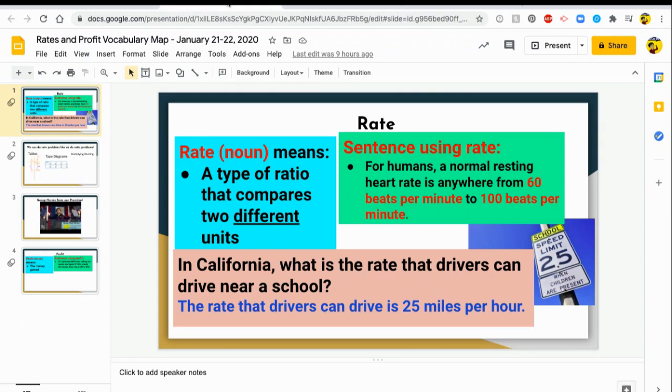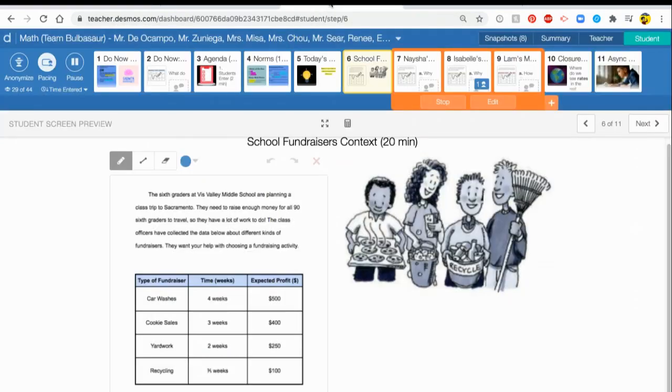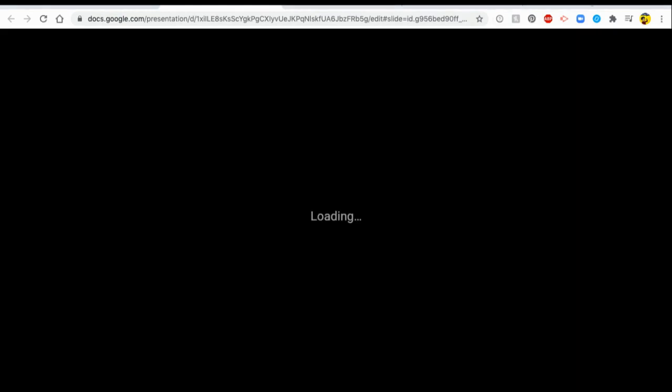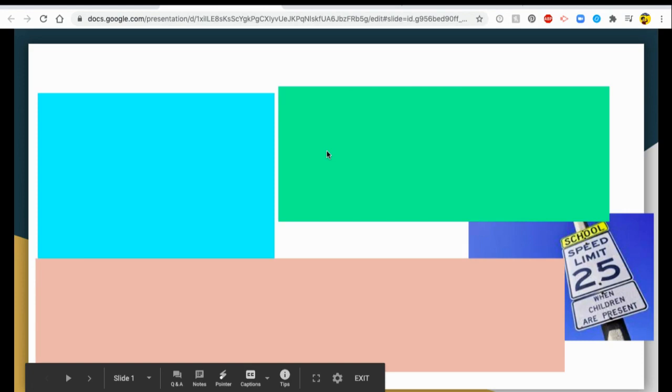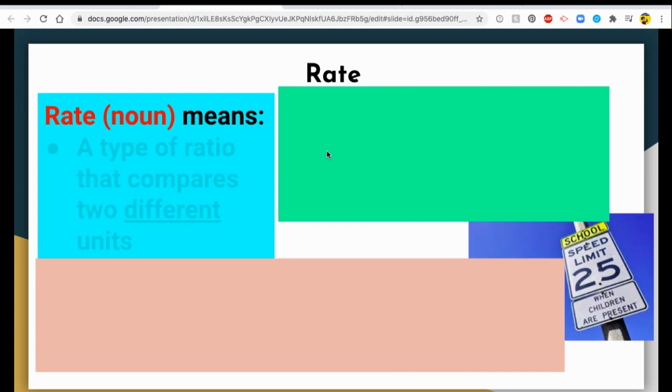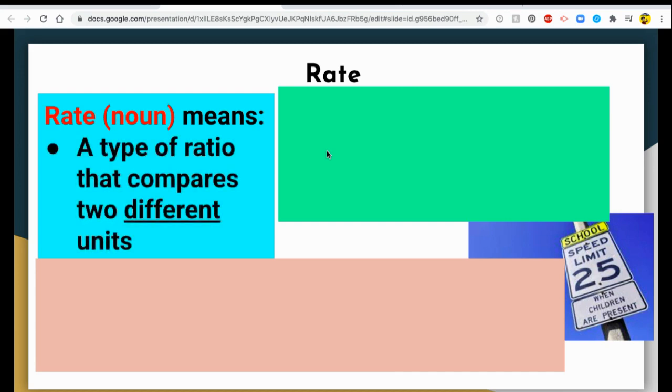Here we go. So today, we went through an activity called School Fundraisers. In fact, that is the name of the assignment on Google Classroom. And in School Fundraisers, one of the words that we learned today was the word rate. Now, that means we're in a new unit. We're done with ratios, but a rate is actually a special type of ratio. So a rate is a type of ratio that compares two different units. And we'll talk about what those two different units mean.